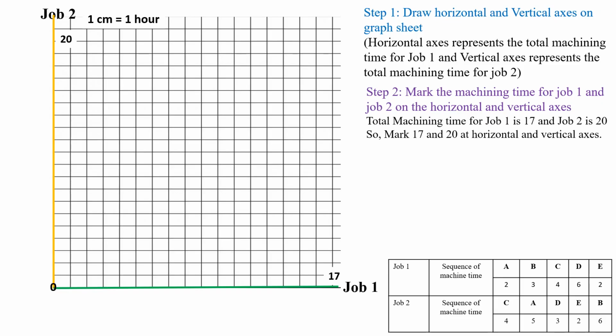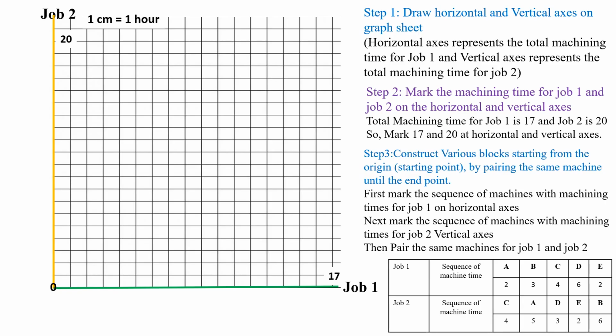Here let us consider 1 centimeter equal to 1 hour of machining time. So we mark 17 centimeters as the total machining time for job 1, represented on the horizontal axis, and 20 centimeters as the total machining time of job 2, represented on the vertical axis. Next step is to construct the various blocks starting from the origin by pairing the same machine until the end point.